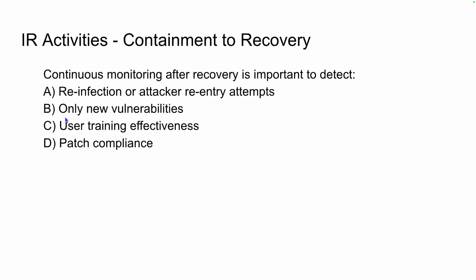We're definitely looking for new vulnerabilities, but after recovery of an incident, we're actually looking for reinfection or the re-entry of the attacker. User training effectiveness is also something that we're monitoring for. That's actually very true because we are training the users to not repeat the same mistake. So we want to make sure that they don't repeat the same mistake that puts us in the same situation again. And patch compliance is not necessarily what we're going through continuous monitoring for. It is important as a post-incident, post-recovery situation, but it's not necessarily what we're looking for.